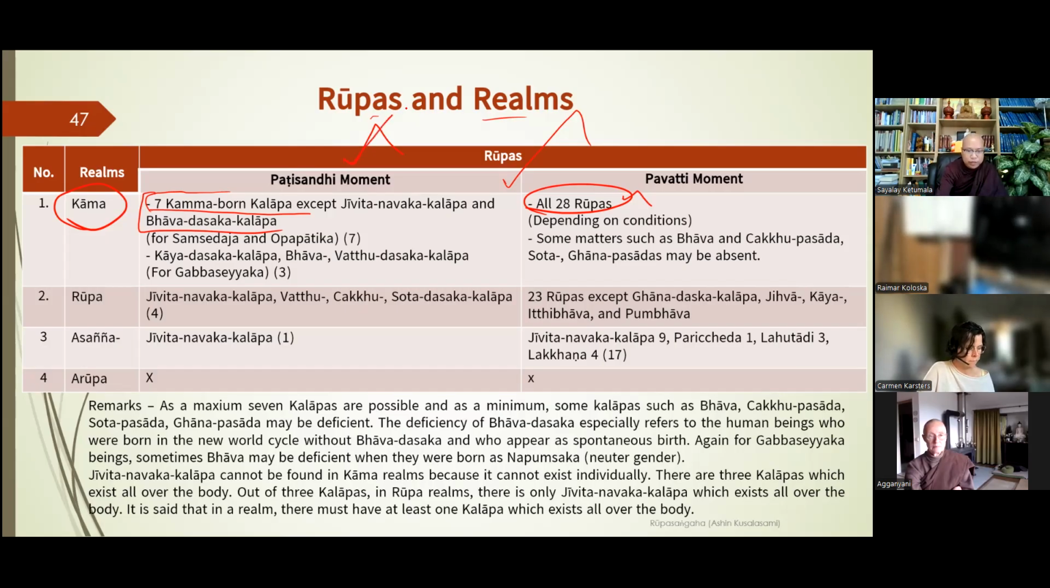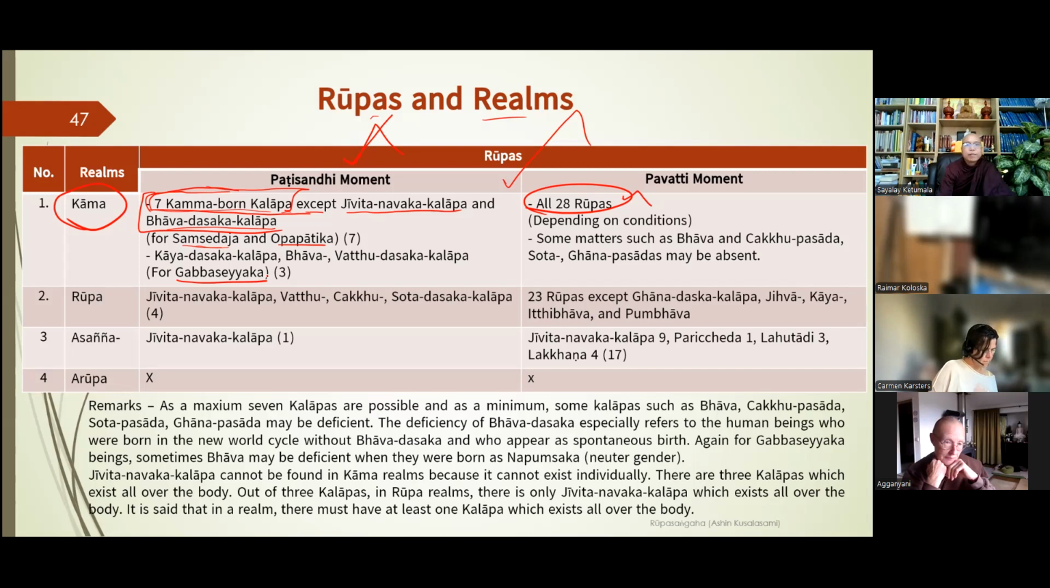So at the Patisandhi moment, 7 kamma-born kalapas, except Jivita Navaka Kalapa and Bhava Dasaka Kalapa. Let us say a person conceives in the mother's womb at the first moment, these seven kamma-born kalapas arise. And if it is not a person, for the Sansedaja and Opapatika, if a deva is born in one of the deva realms, seven kamma-born kalapas come to exist because they are Opapatika, spontaneous birth.